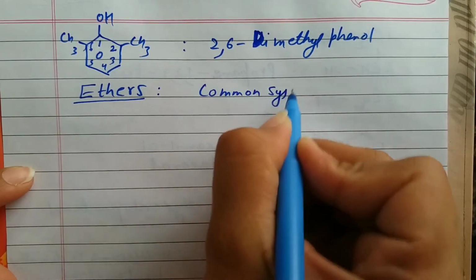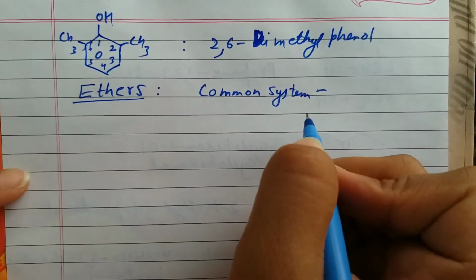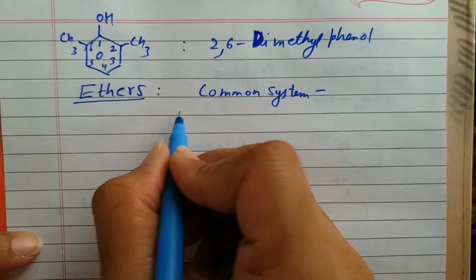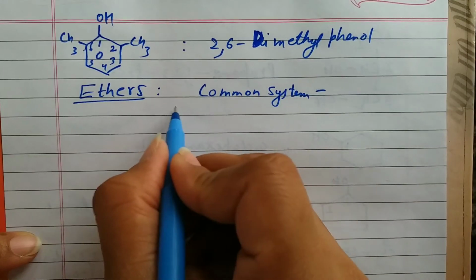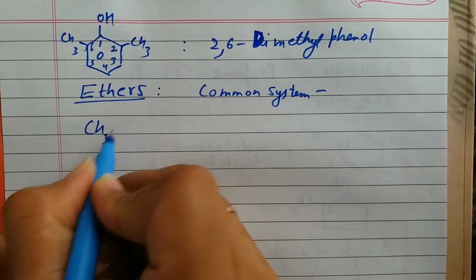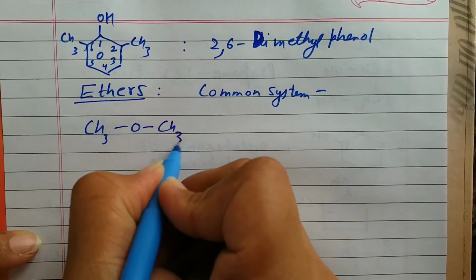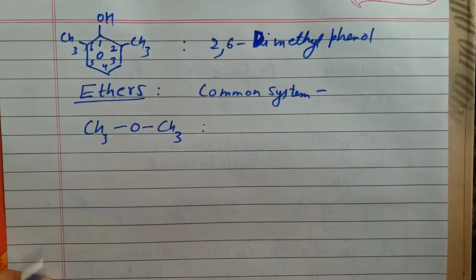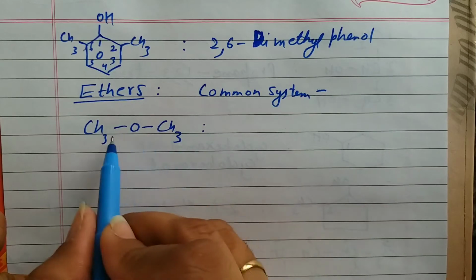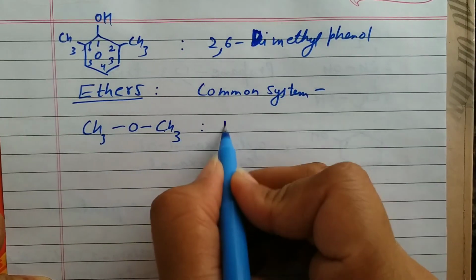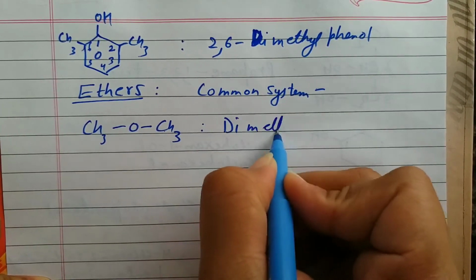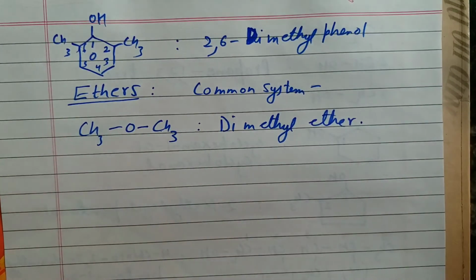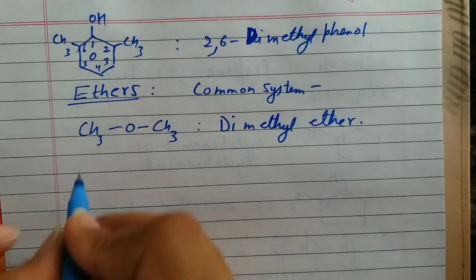In the common system of nomenclature, when you write the names of the ethers, I'll take an example and explain. Let's say I take this ether, CH3OCH3. Now what you do in the common system is just identify the two alkyl groups. Like the alkyl groups here are methyl, and there are two. So this is simply dimethyl ether. So this compound in the common system is called dimethyl ether.